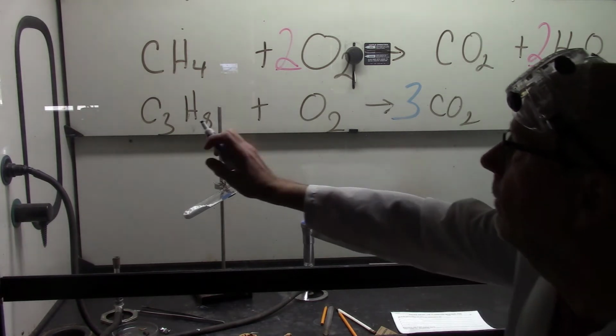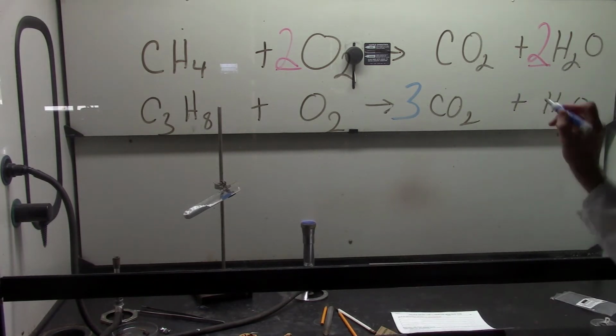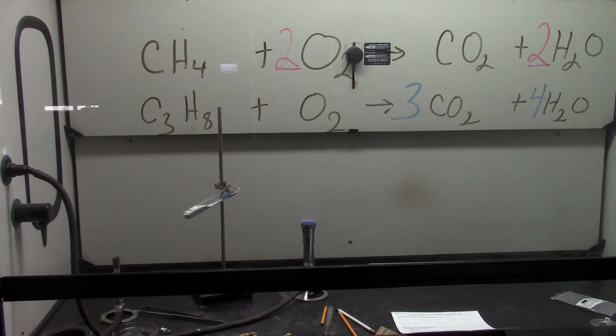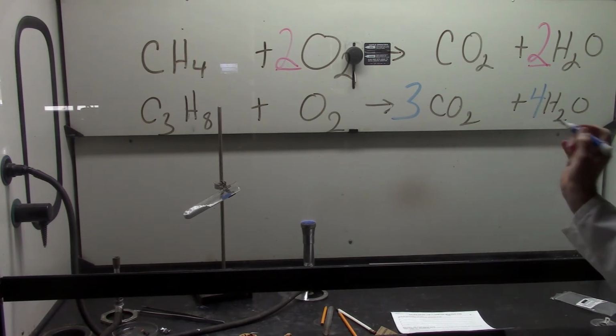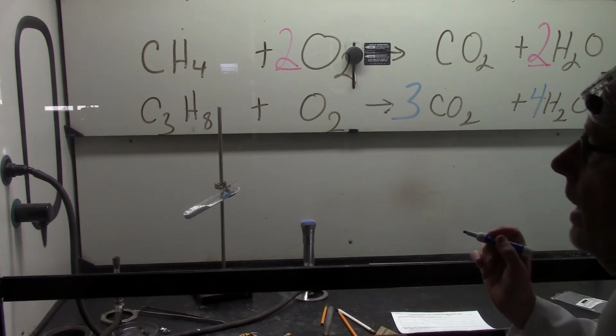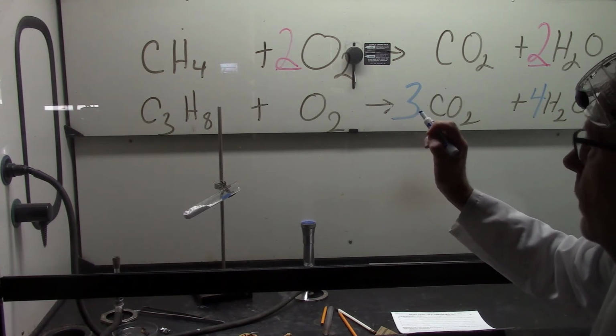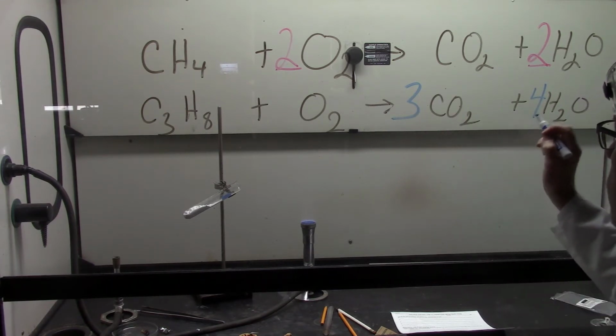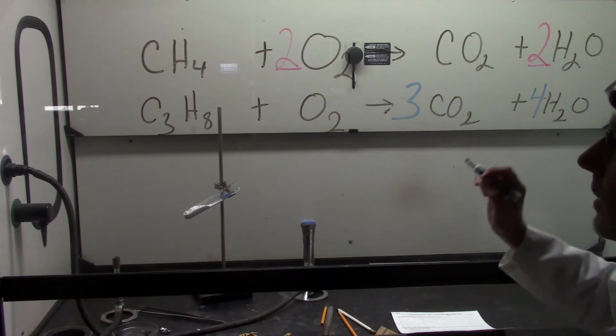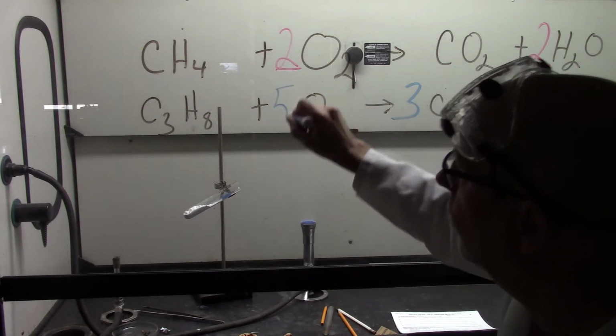And we have 8 hydrogens, so we need a 4 in front of this. That's a coefficient in front of the water, and that'll give us 8 hydrogens. Now let's deal with the oxygens. On the right side, we have 3 sets of 2 is 6, 4 sets of 1 is 4, so 6 plus 4 is 10, so we need 5 O2s.